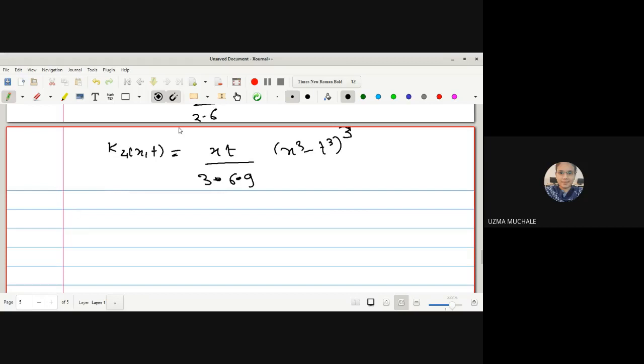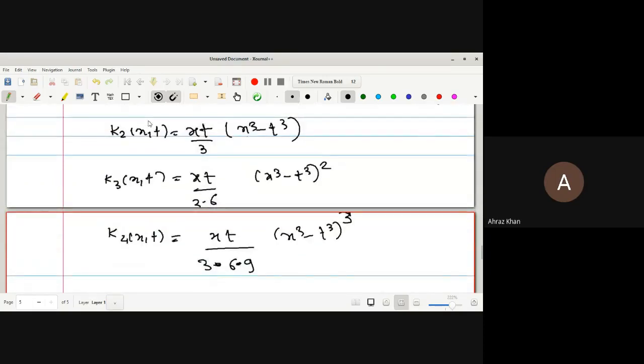Now you can see you're not getting any compact form or any general form of Km of xt. Ma'am, K3, show K3. Solve it and verify whether you are getting the same answers. Then we'll go.